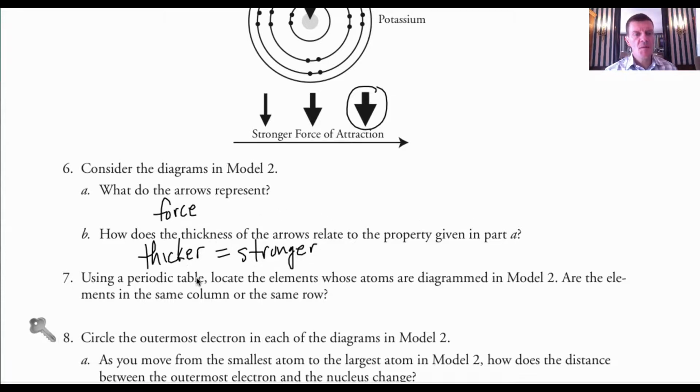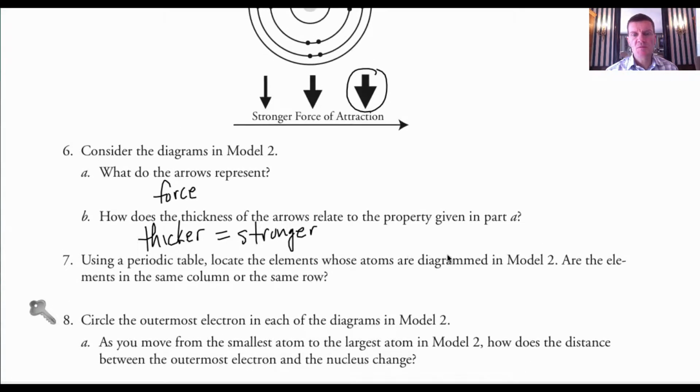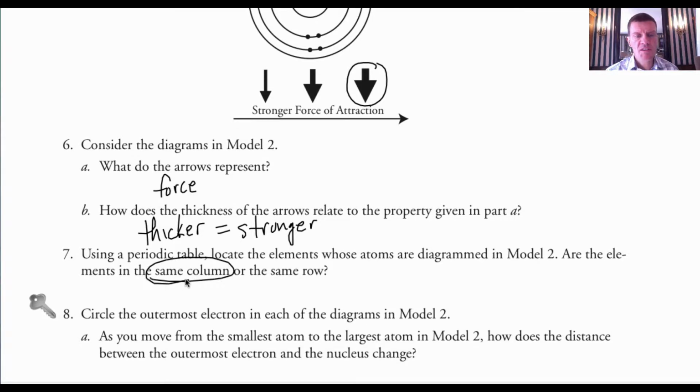Number 7, using a periodic table, locate the elements whose atoms are diagrammed in Model 2. Are the elements in the same column or the same row? Those are all in the same column. They're all, as I mentioned, in group 1.